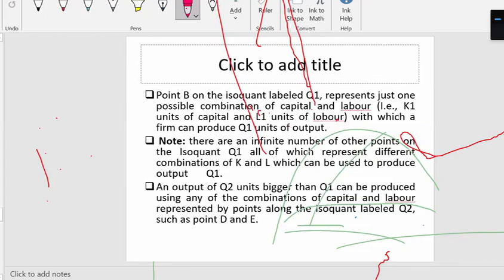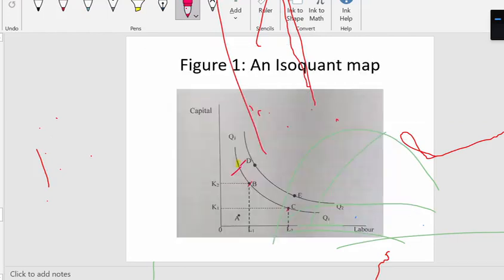Okay. Now let's see. At point B, as I'm trying to explain, this represents just one possible combination of capital and labor. Likewise, even they are producing all Q1. At this point, you are producing Q1. At this point, also we are producing Q1, the same level of Q1, but different quantities of factor input. For example here, to produce quantity B, we need L1, we need K2.